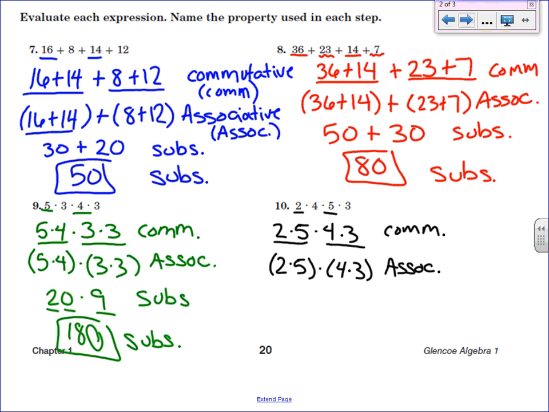2 times 5 is 10. 4 times 3 is 12. That's a substitution. And then when I multiply something by 10, I just stick a 0 at the end of that something. So I have 12 with a 0 after the end, 120, and that's another substitution.